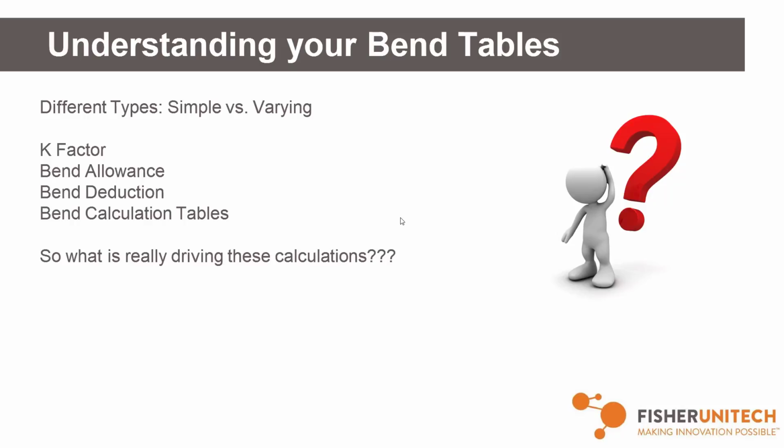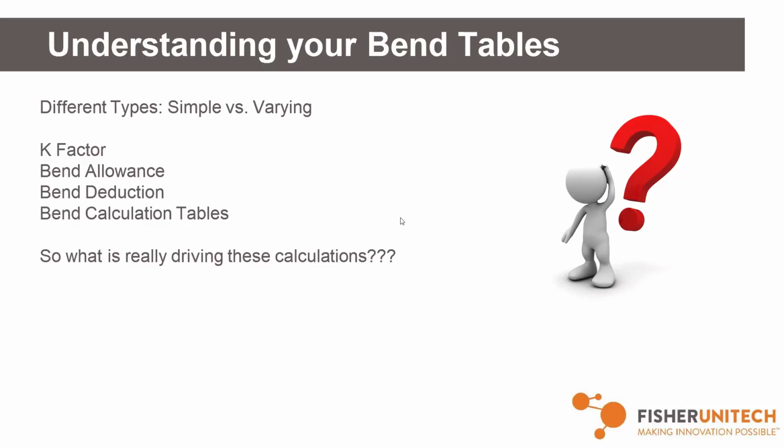And this is where some of that K factor, a lot of that other stuff that you're always like, what does this even mean, starts to come into play. There are two different types. You're going to have simple bend tables and varying bend tables. And we'll start to actually see what both of those look like a little bit down the road here. But these bend tables can be driven by K factor, bend allowance, bend deduction, and then the rarely used but still available bend calculation tables.